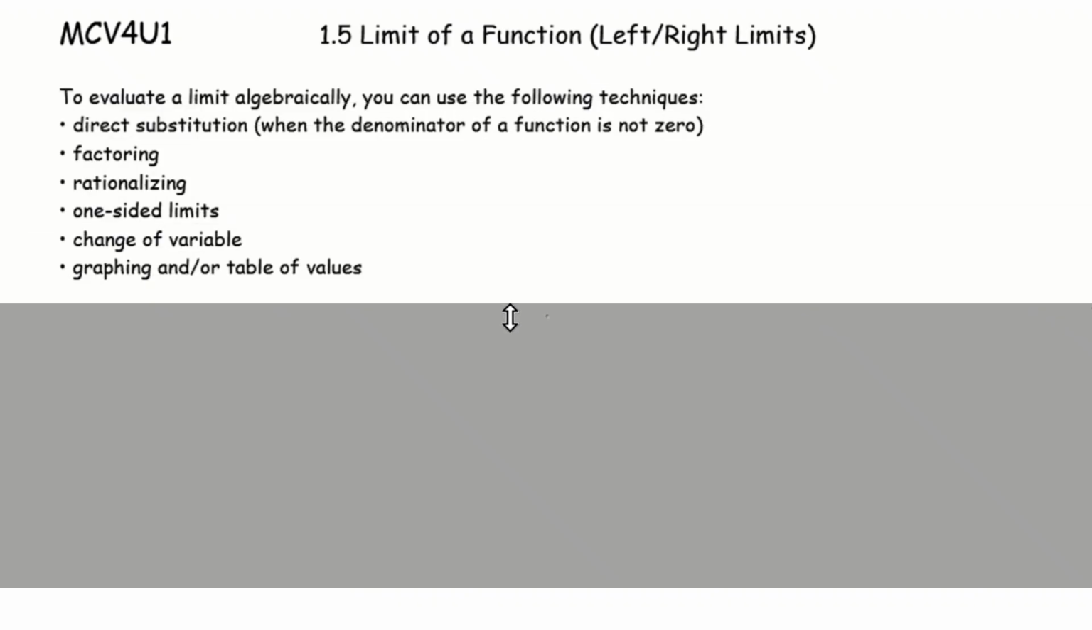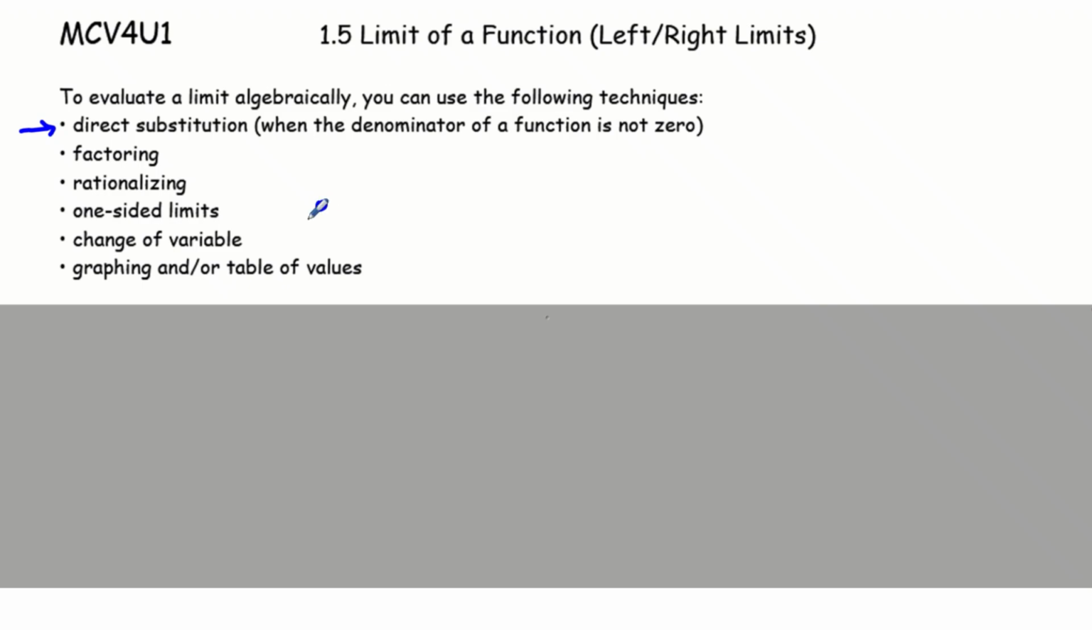In order to find the limit algebraically, you can use the following techniques. If the denominator of the function is not zero, so if the function value exists at that point, then the limit exists. We just do the direct substitution. And sometimes we need to do factoring to get rid of the denominator equals 0. And rationalizing, we have used it for solving the slope of the tangent. And one-sided limits, that is left side, right side.